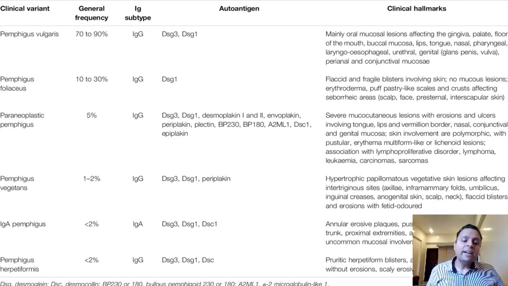Okay, so pemphigus vegetans is another variety of pemphigus, that is 1 to 2%. IgG antibodies are there against desmoglein 3, desmoglein 1, and periplakin. So periplakin is additional to the desmoglein in pemphigus vegetans. The lesion will be papillomatous, vegetative, hypertrophic. The very classical phrase you have to use is papillomatous vegetative plaque. Papillomatous vegetative hypertrophic plaques mainly affect the intertriginous areas like axilla, inframammary folds, umbilicus, even inguinal crease, anogenital skin, scalp, neck.